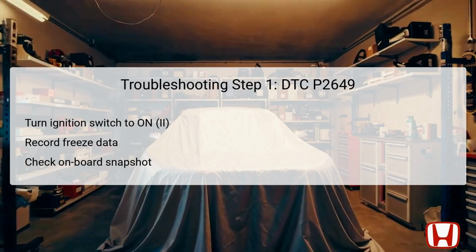In the first step of troubleshooting DTC P2649, begin by turning the ignition switch to the ON position. This action powers up the vehicle's electronic systems without starting the engine, allowing access to the diagnostic functions.